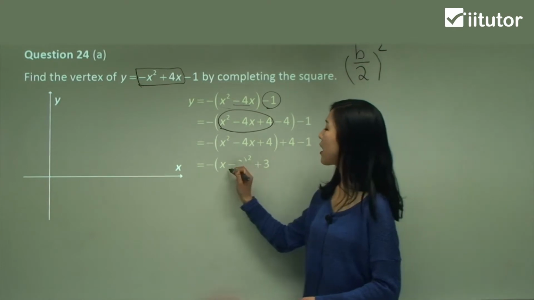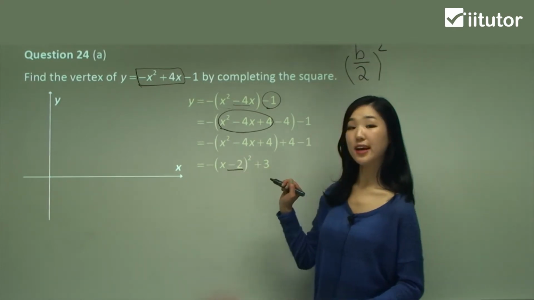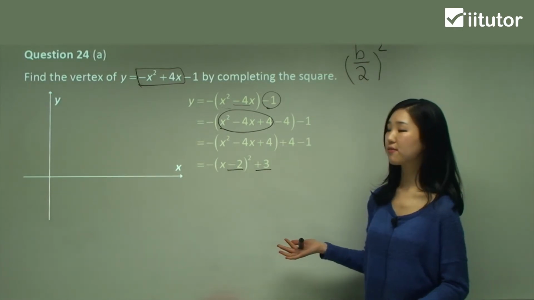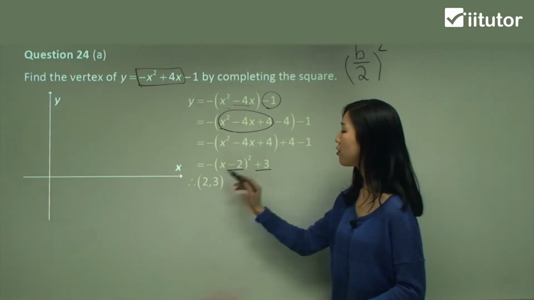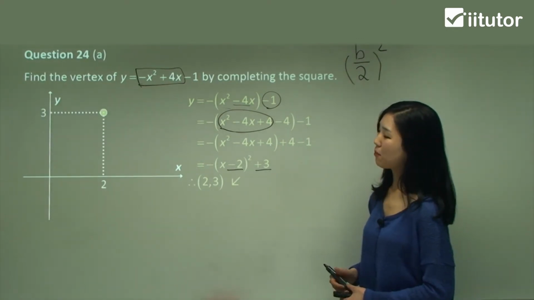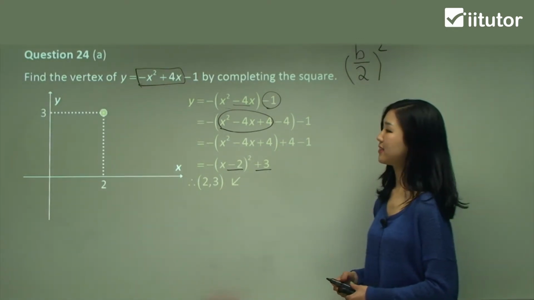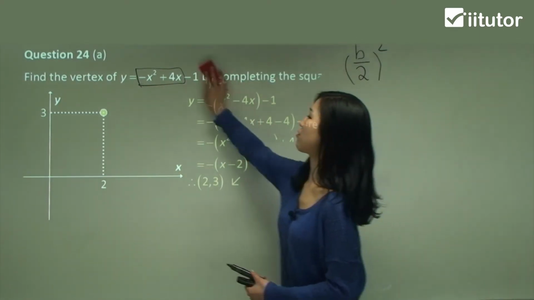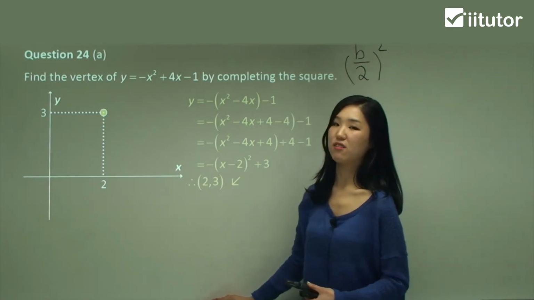So again, you look at this one for the x-coordinate of the vertex and this for the y-coordinate of the vertex. So what's the vertex? Simply positive 2, positive 3, and that's your vertex. So that's your vertex plotted in. Take a look at that. It wasn't anything different, it was just that I factorized by negative because I don't want to have a negative in it.